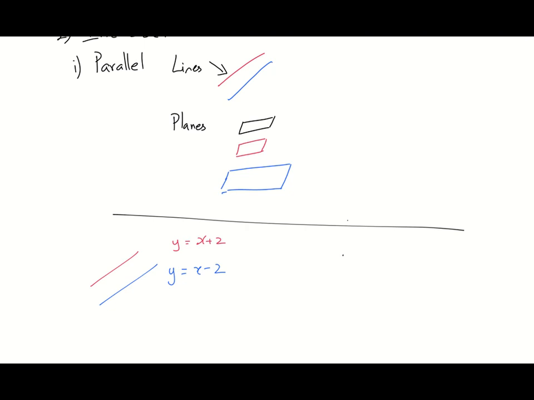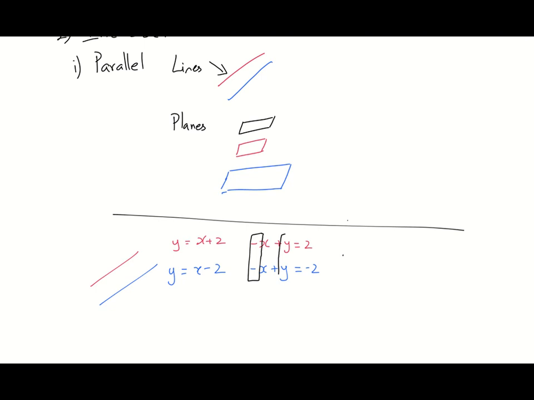Now, if I rearrange these two equations, for this one I get negative x plus y equals 2, and for the blue line I get negative x plus y equals negative 2. If you look at the coefficients, I'm talking about these numbers here. That's the coefficients right there.